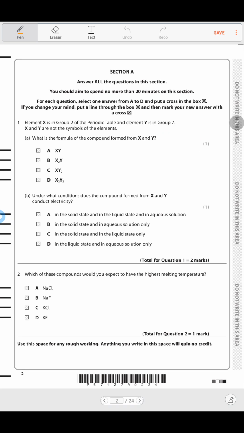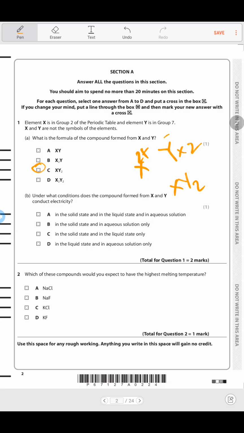Right, the first question: element X is in group 2, so it makes plus 2, and element Y is in group 7, so it makes minus 1. The question is, what's the formula of the compound formed from X and Y? When you have plus 2 and minus 1, you always balance charges. So we multiply by 2 to balance charges. Then you get the formula XY2. So the first answer will be C.